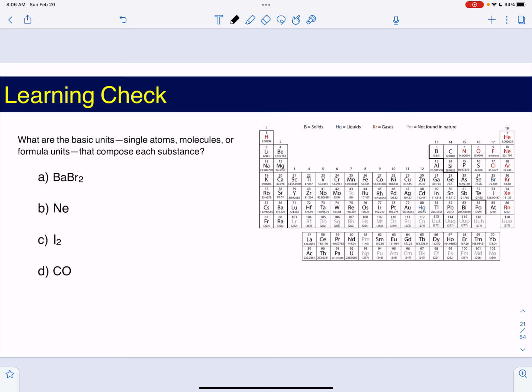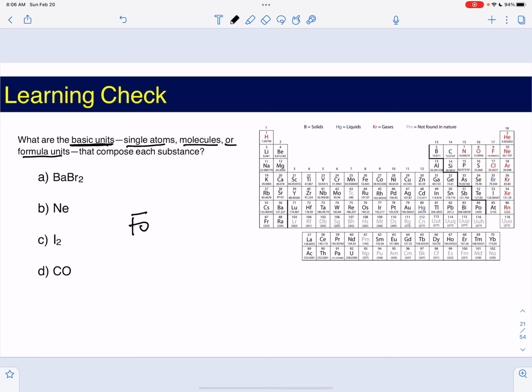So let's practice some more. Now that you know how to identify an ionic versus molecular compound, now it's talking about something else, the basic unit. When you have a compound on your hand, which is a big quantity, and you break it down to the smallest you can go before you destroy the compound, similar to the elements and the atoms, will the smallest unit be a single atom, a molecule, or a formula unit?